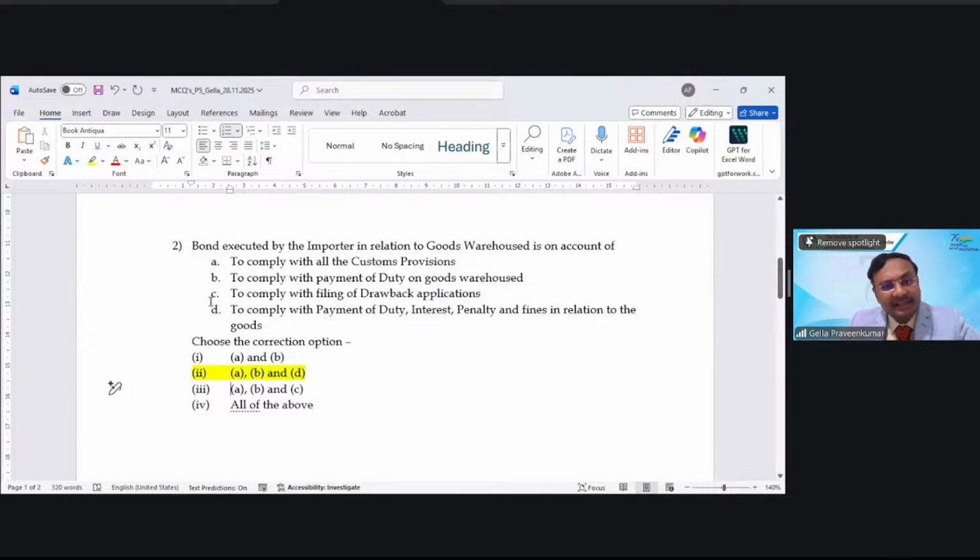Reason, there are 3 circumstances for which I'm executing a bond. My right answer would be A, B, D. I repeat once again, don't jump into answering in a hurry. Take your time. Reason, every mark is important in your examination.